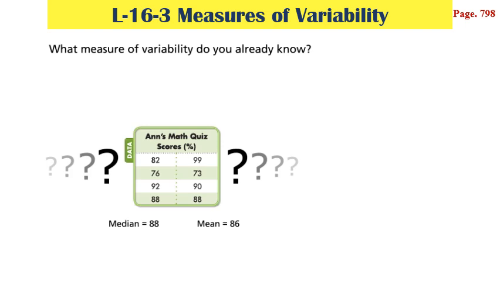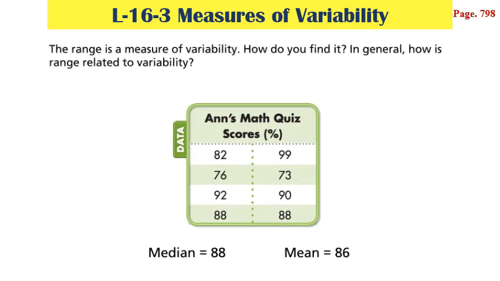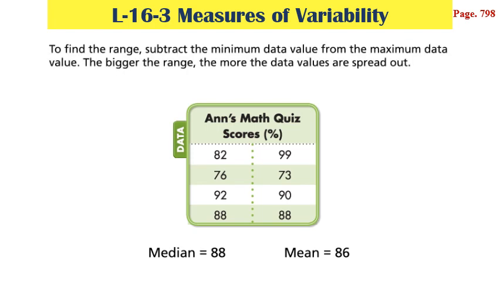Variability describes the spread and clustering of data in a set. The range is a measure of variability. How do you find it? In general, how is range related to variability? To find the range, subtract the minimum data value from the maximum data value. The bigger the range, the more the data values are spread out.